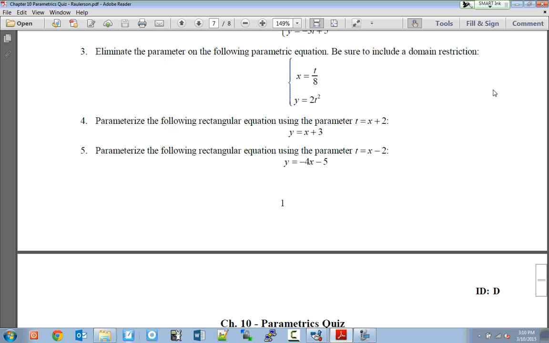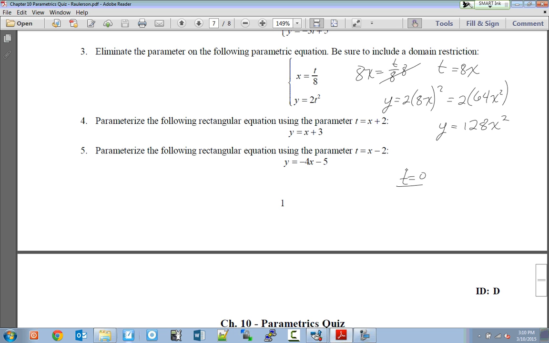Number 3 is a little easier than 2. It doesn't take as long to do. So I'm going to take the x equals t over 8 and solve it for t by multiplying both sides by 8. So t equals 8x. Now I'm going to sub it in for t in the y equation. So this equals 2 times 64x squared. So y is going to equal 128x squared. That is your equation for number 3, I'm sorry, 128x squared. Now we got to restrict the domain.